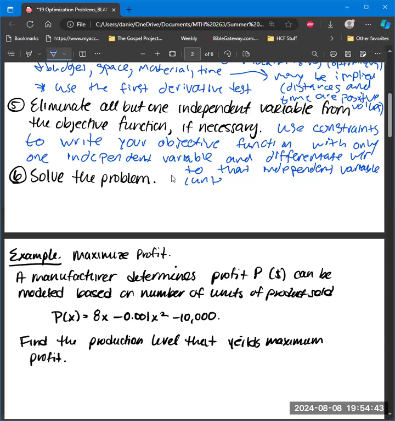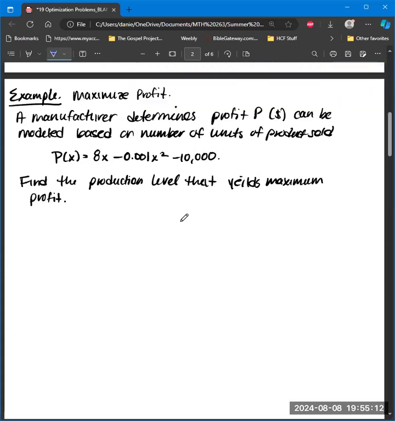Unless the problem makes you differentiate implicitly. We'll talk about when that would happen, then solve the problem, right?